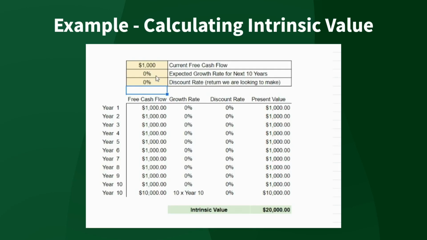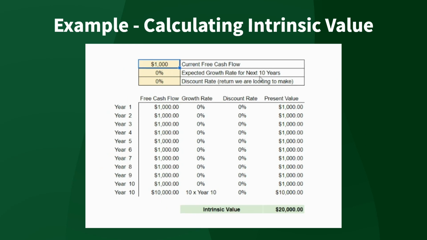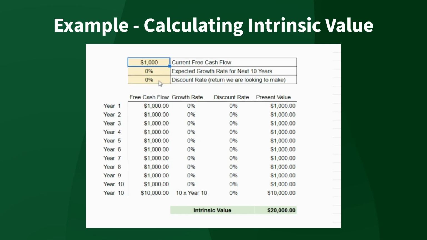So for this example, we are going to evaluate the intrinsic value of Cash Printing Enterprises, CPE. We're going to be going over the future cash flows of this business. We will start off with our assumption that the current free cash flows, as in last year's cash flows, were $1,000. Next, we need to apply an expected growth rate to help us find what our future free cash flows will be in years 1 through 10. And our discount rate is the return we are looking to make.